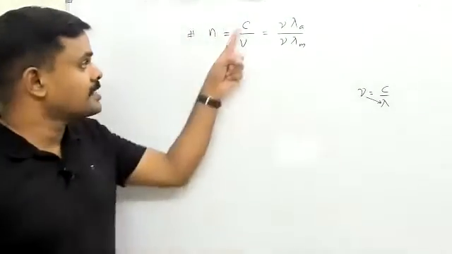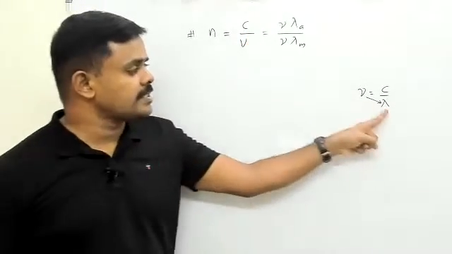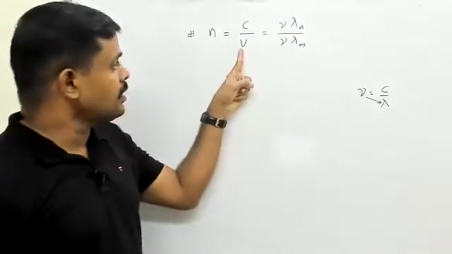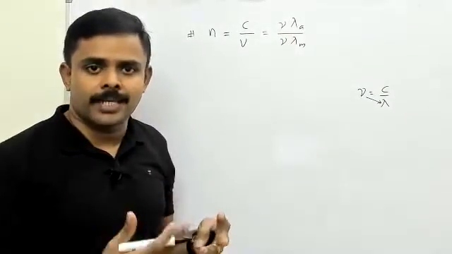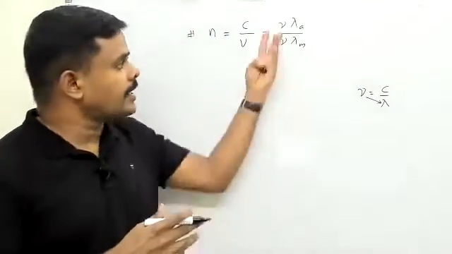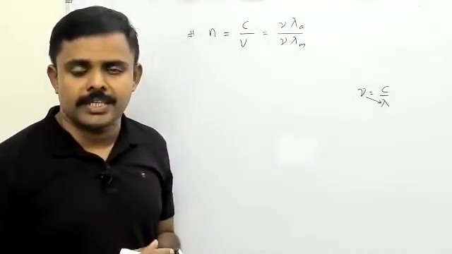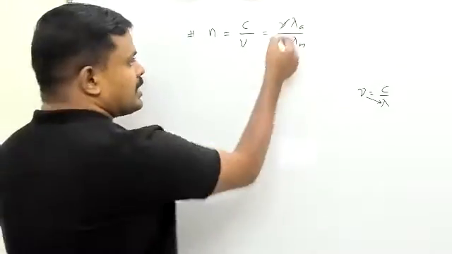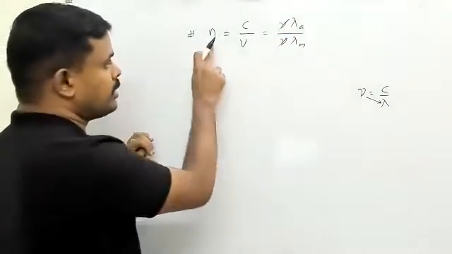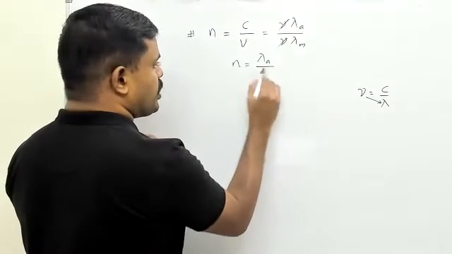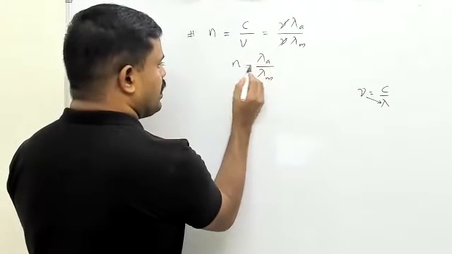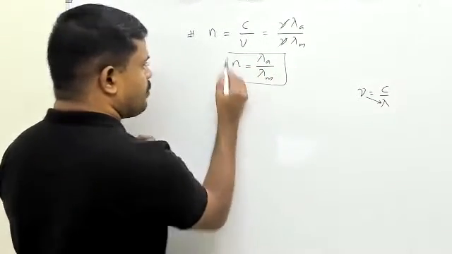So c may be written as nu into lambda, and then on denominator it is nu into lambda again. But nu's are the same, be it in a medium or in the first medium. It has to be the same. I told you frequency never changes upon refraction. So that gets cut here, leaving you with an equation: n is equal to lambda air by lambda m. This is a very, very important equation which we use even in wave optics.